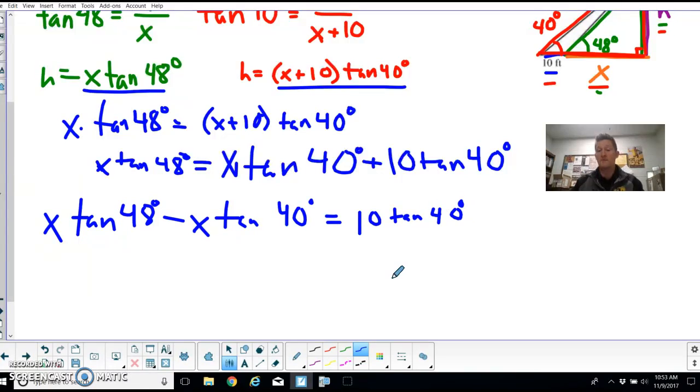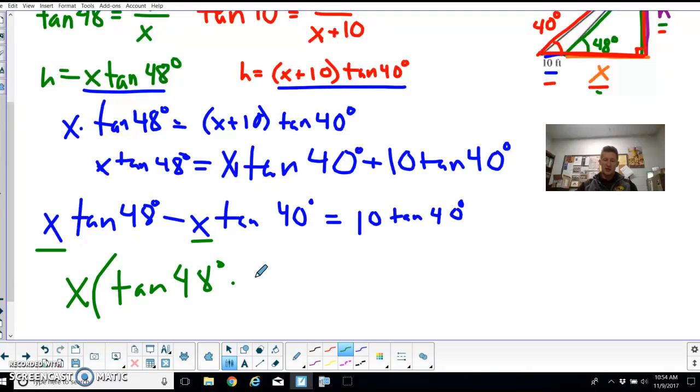All right, now we're solving for x, so at least we've got x all together on one side. Now, because both of these terms have an x in them, I'm going to factor out that x and have x times, in parentheses, the tangent of 48, which is going to be a number, minus the tangent of 40, which is also going to be some number. And that equals the 10 tangent 40 still. A lot of writing to do with the mouse. It's okay. We've almost made it.